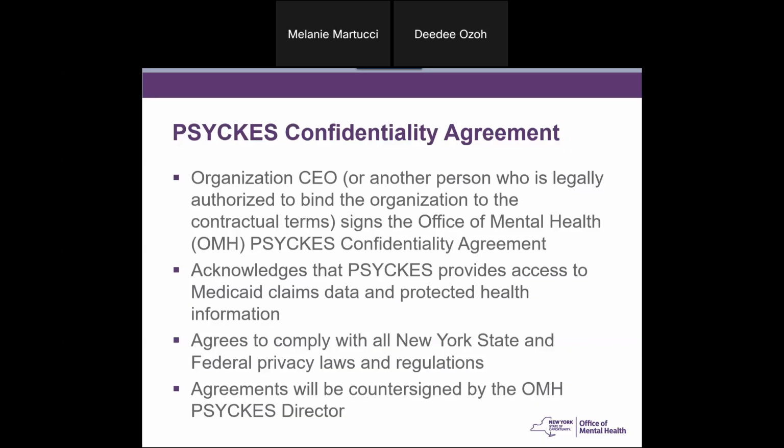And if we do need to do that, we just request that you send us an email with the CEO or executive director letting us know that it is confirmed that this other person does have legal authority to sign on behalf of them, and that is the proof that we would need in order to accept that confidentiality agreement. So by signing the confidentiality agreement, it acknowledges that PSYCKES provides access to Medicaid claims data and protected health information. You're agreeing to comply with all New York State and federal privacy laws and regulations. And then these agreements will also be countersigned by our OMH PSYCKES director.